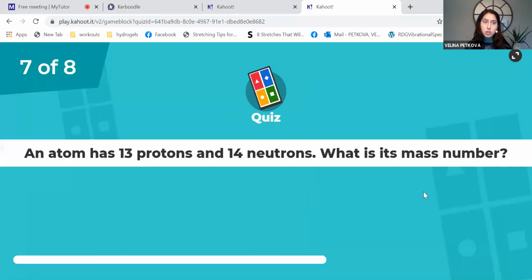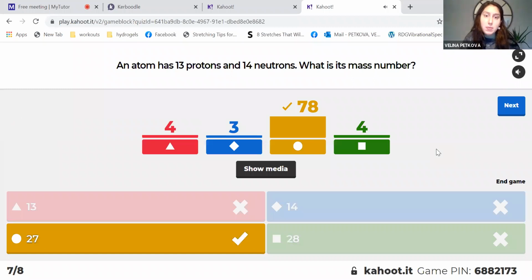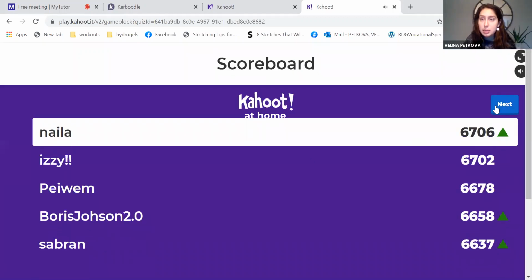Number 7. So an atom has 30 protons and 40 neutrons. What is the mass number? Yeah, well done to everyone who put 27. Of course, the mass number is the number of protons and neutrons together. Well done, Leah.